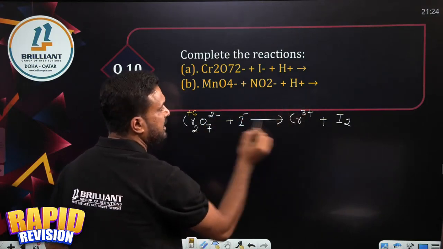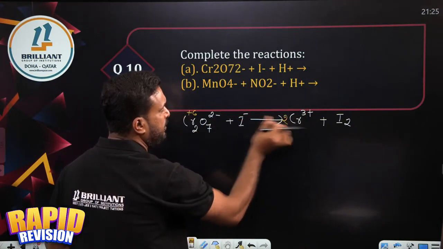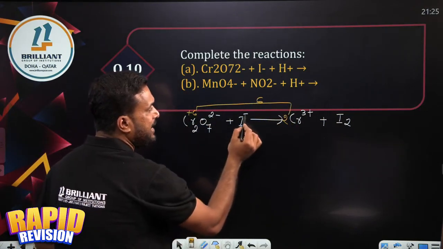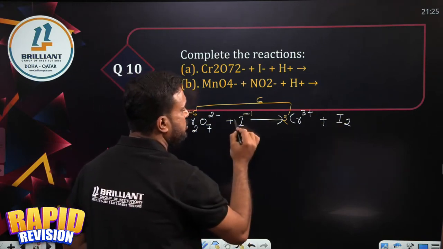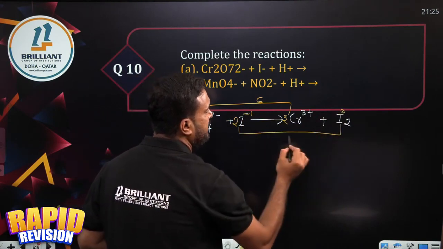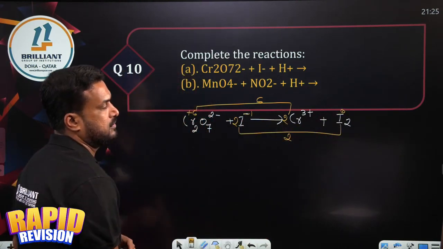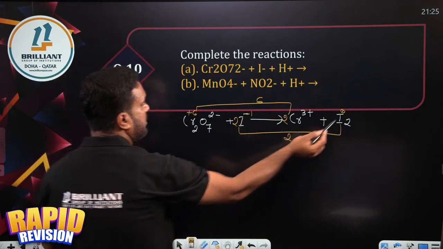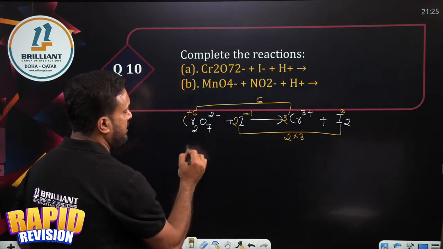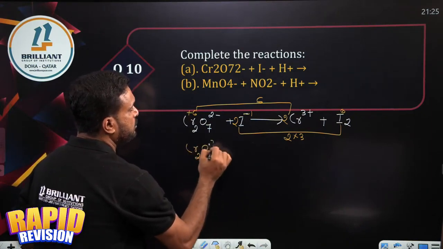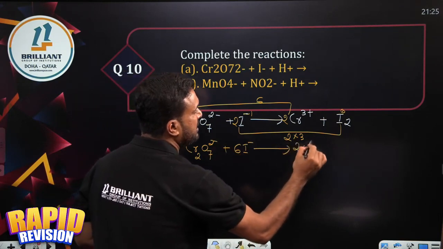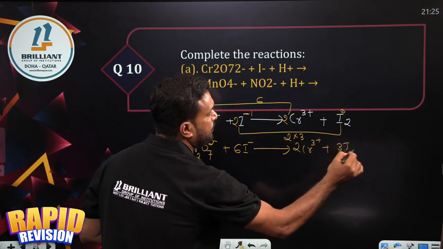I will use the oxidation number method. Here 2 chromium is there, so we have to put 2 chromium over here. So the difference is 6. I- means -1, here 2 is there, so I will put 2 I-. -1 and here it is 0, so the difference is 2. So this 2 should be multiplied with the 3. Then I will get Cr2O7 2- plus 3 into 2 is 6 I- gives 2 Cr3+ plus 3 I2.